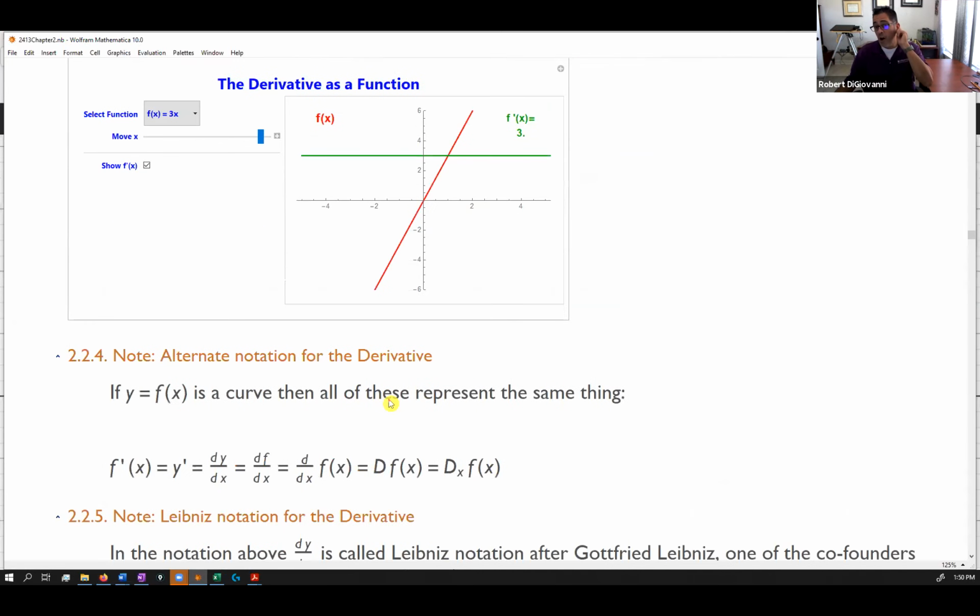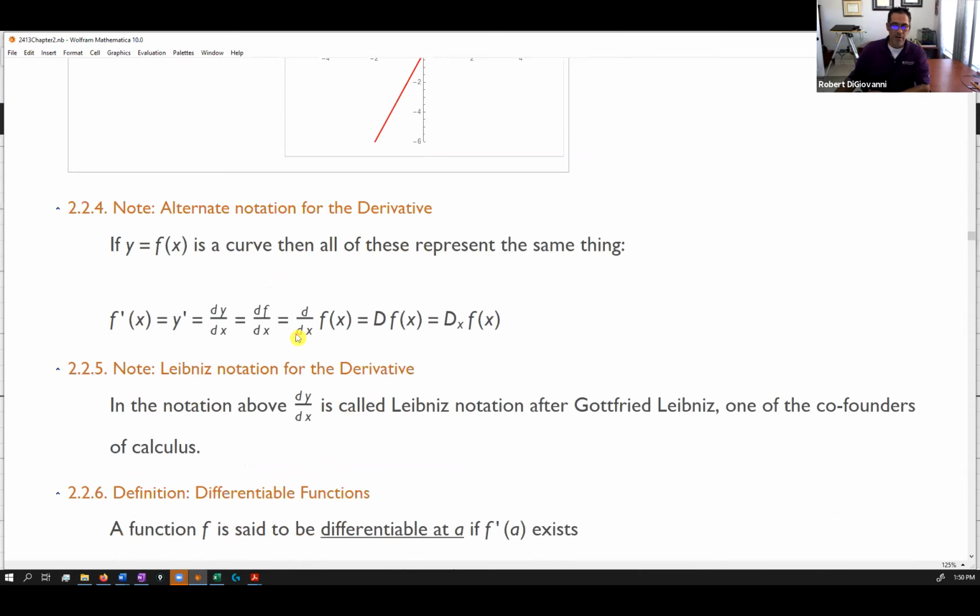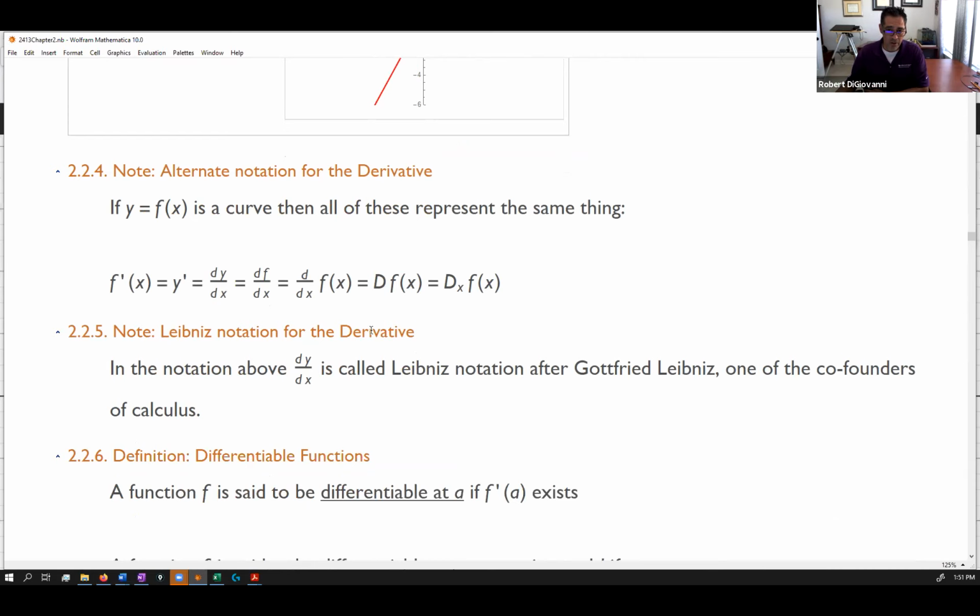Okay, now we move on. And this is where we have to pump the brakes for a minute. Okay, we have to pump the brakes. We're about to start to get into the shortcuts, which is where we don't have to do the limit anymore to take derivatives. It's coming in the next section. Before we get there, we need to just take a minute to talk about notation, all right?